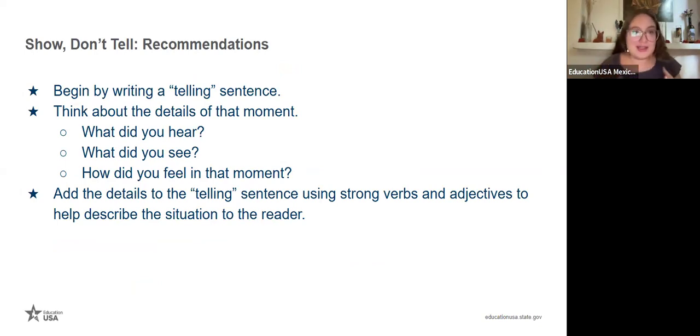So add all of these up, all of these feelings, these emotions, these sounds, these images that you've seen. And you want to use strong verbs and adjectives to help describe the situation to the reader. Try not to use just the word that you're trying to tell, if that makes sense. You want to show them how you felt. Show them how this experience has shaped you to be a stronger student.